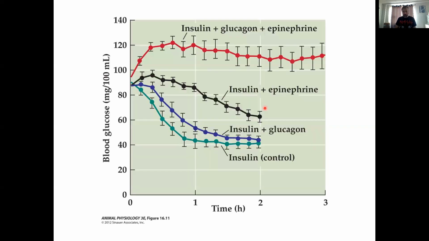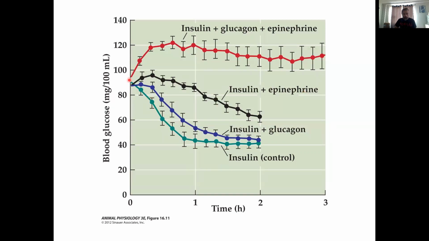So here we've got a couple of different hormones: insulin, glucagon, and epinephrine. Insulin and glucagon are antagonists. Insulin causes the storage of excess glucose in the blood. Glucagon causes the release of it from storage. So with insulin, we would expect that it would lower blood glucose levels.